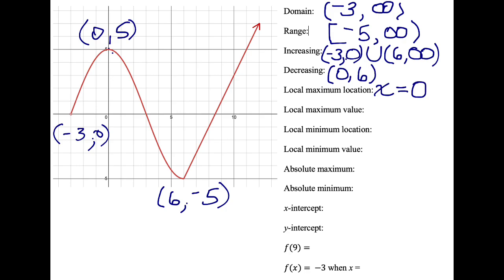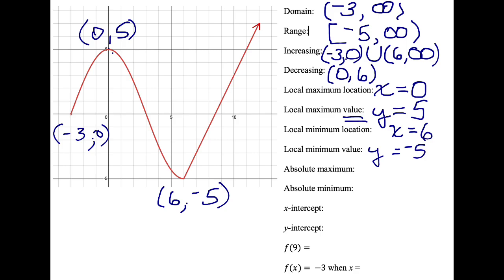The local maximum value is a y value. So the local maximum value is the y value of that point, and that's 5. Local minimum, we do have one of those also. Here it is. Here's my local minimum. Again, the local minimum location is the x value. Where does it happen? It happens at x equals 6. The local minimum value is the y value of that point, and that's -5.